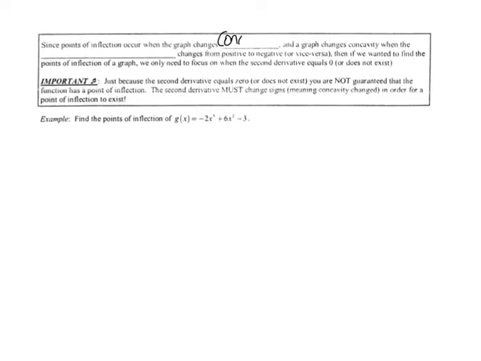So what do we know about concavity? Well, based on our previous lesson, the graph's going to change concavity when the second derivative changes signs. It goes from positive to negative or negative to positive. So that's really what we're going to be interested in here. When we say where's a point of inflection, just like where's it concave up or concave down, we're going to look at the second derivative. We want to know when the second derivative equals 0 or does not exist.